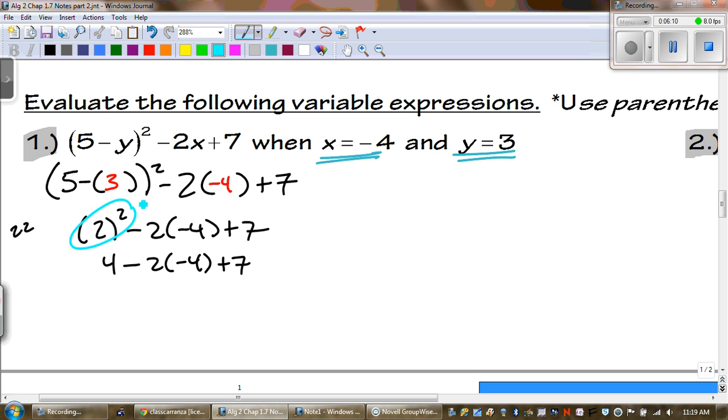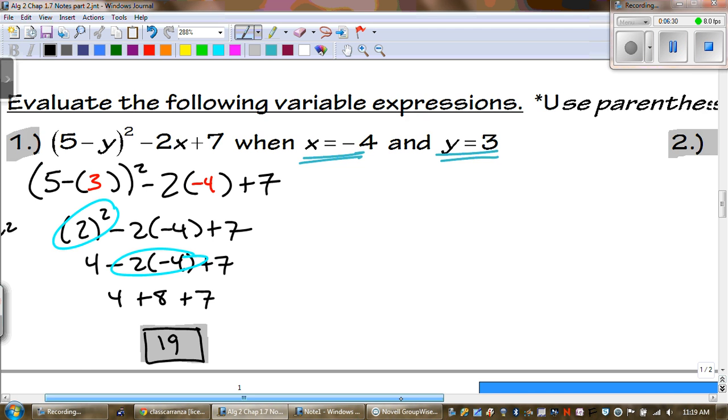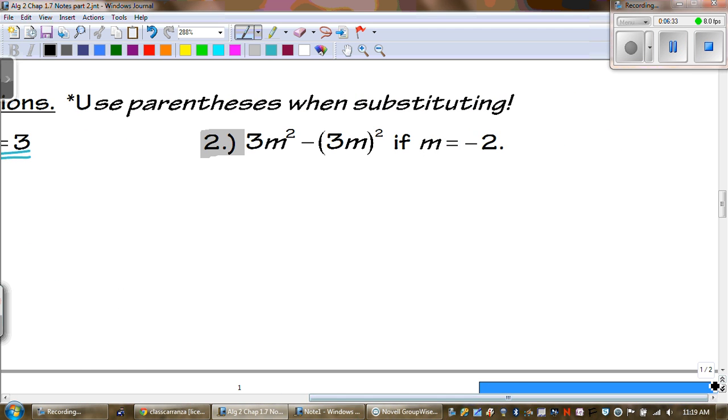Okay, so we did that. And now we need to multiply. -2 times 4 is -8. And then the last step to do would be to add all those numbers up. And when you do that, you should get 19. Okay. All right, let's move on to 2.